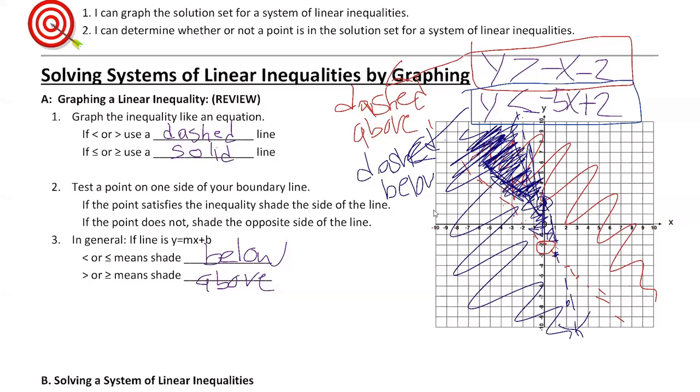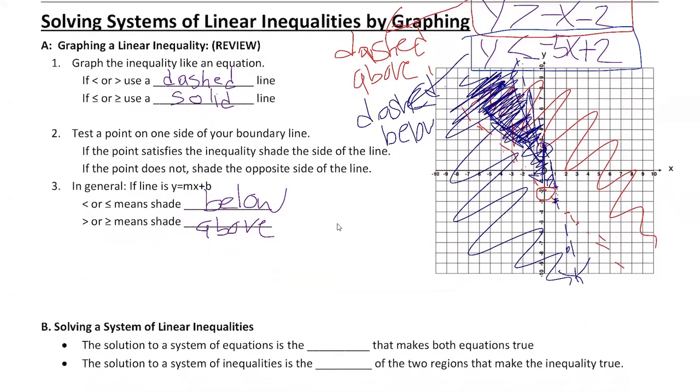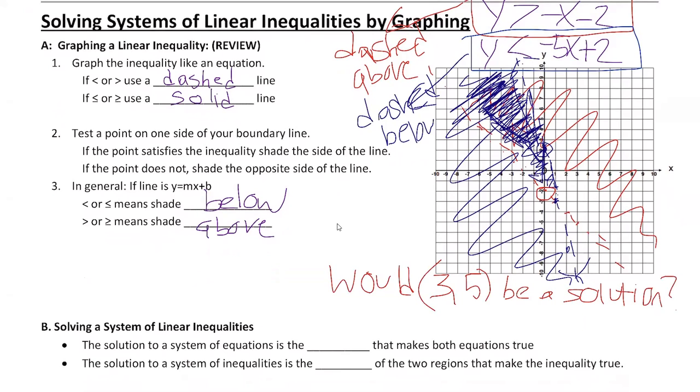So a couple questions you'll often get when you're doing systems of inequalities. They might ask you if an ordered pair is a solution. For example, if they ask you for (3, 5), you would just go to (3, 5). That would be here. That's not in our overlapping region, so that would be no. To be a solution to a system of inequalities, it's got to be in that overlapping shaded region.